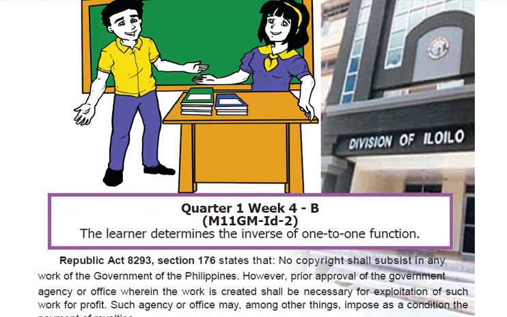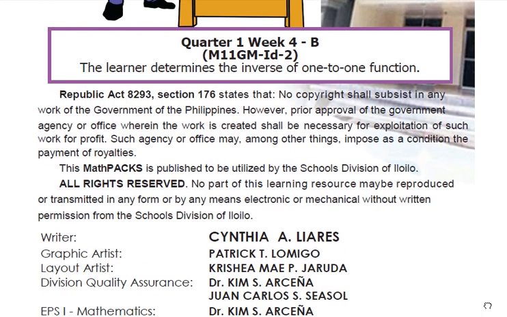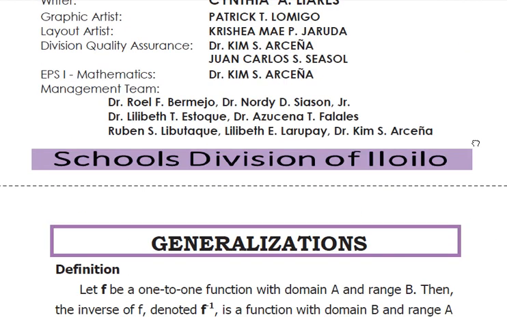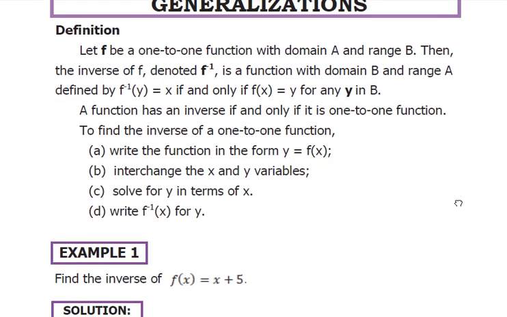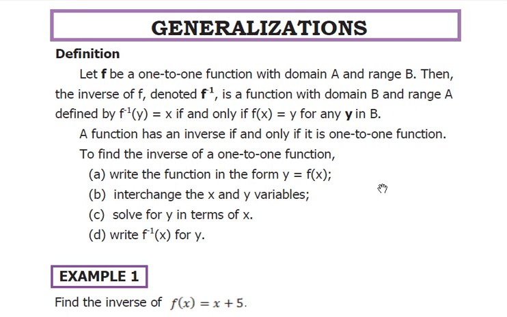Our goal in this learning activity sheet is for the learner to determine the inverse of a one-to-one function. So we have to go over the generalizations. For the generalization, we have the definition. Let f be a one-to-one function with domain A and range B. Then the inverse of the function f, denoted by f inverse, is a function with domain B and range A, defined by f inverse of y equals x if and only if f of x equals y for every y in the range B. Take note that if two functions, f and its inverse f inverse, are inverses of each other, then their domain and range are interchanged.